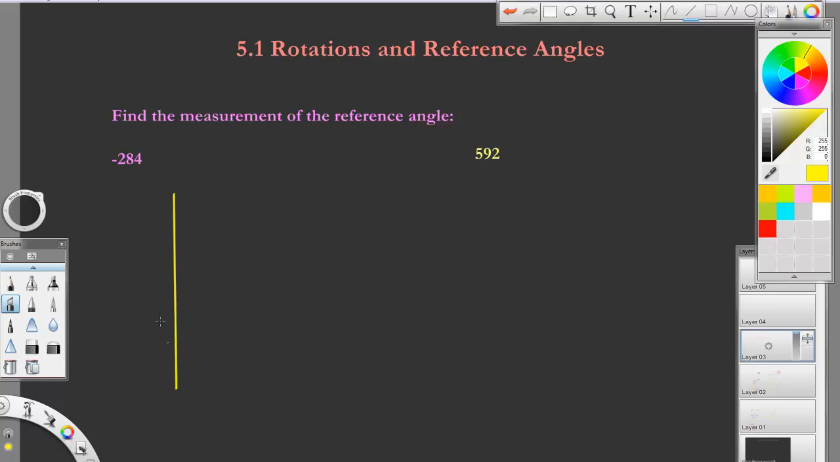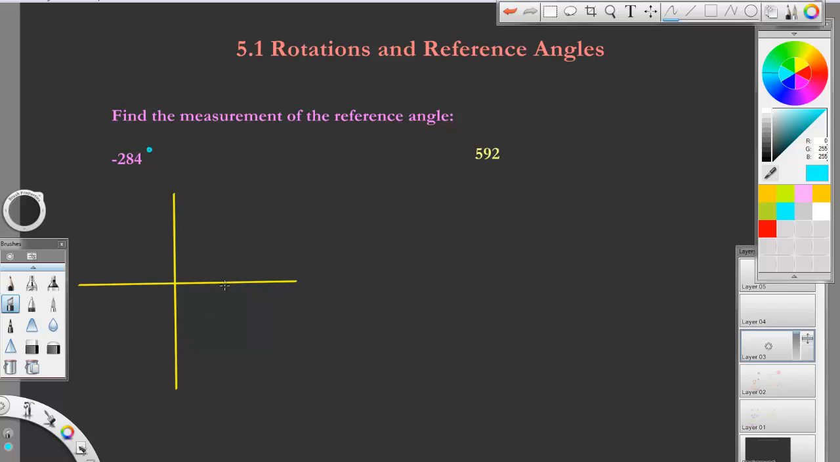I have kind of an easy way to do this, but it might be a little bit difficult to get a hold of the very first time you see this. So let's say we have negative 284 degrees, and I want to find what a reference angle is to that. Well, I always like to visualize. I like to connect the picture to the math. Is this thing going to open clockwise or counterclockwise? Clockwise.